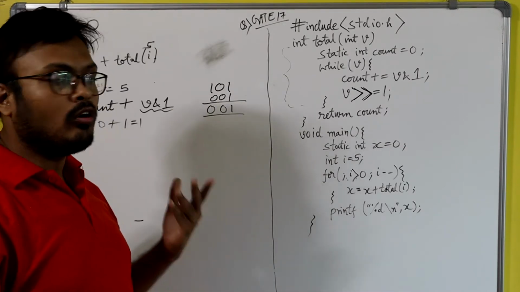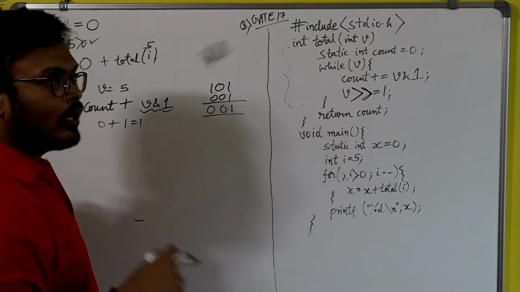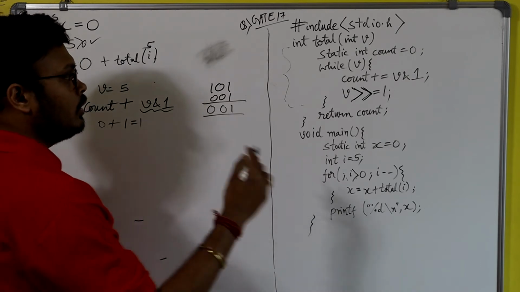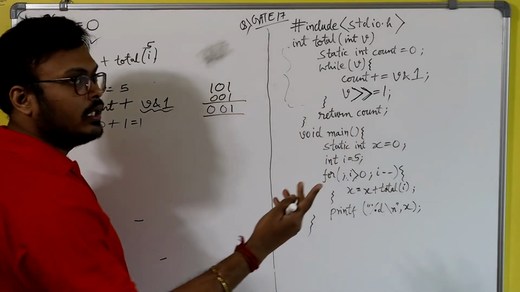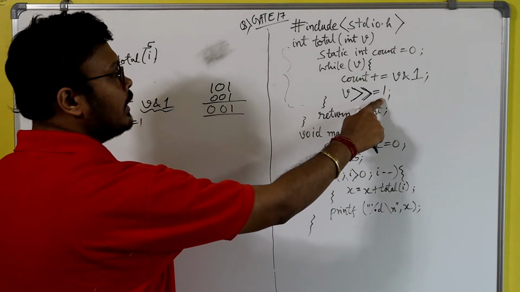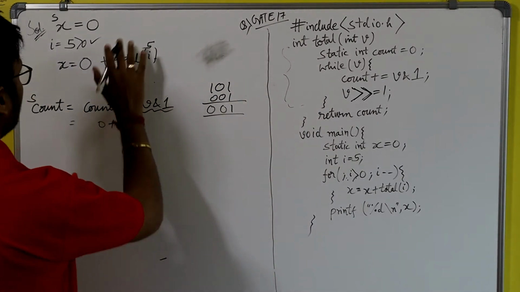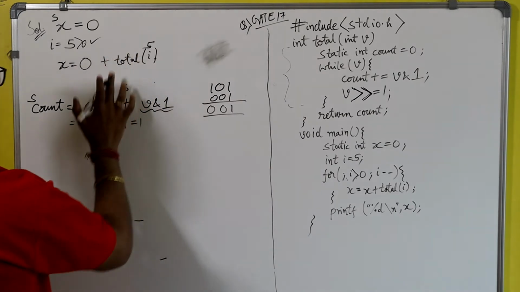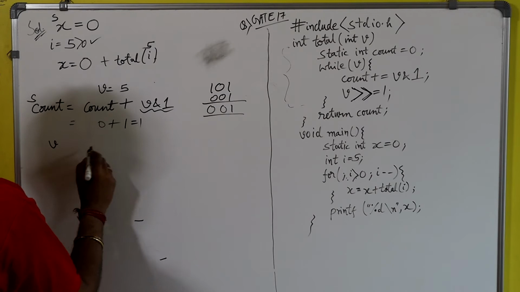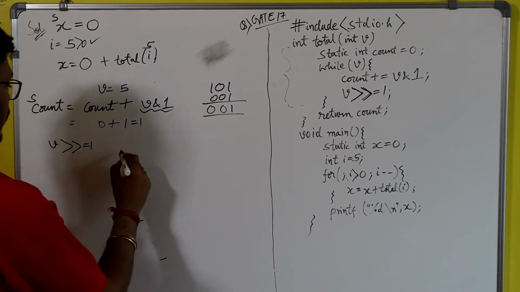Or else we can also say that in the right shift operator, what happens? Here we divide. So here we can say that the value of v will be divided by 2 to the power of 1. Whatever is written here is 2 to the power of 1. So what is the value of v? We have the value of v is 5.